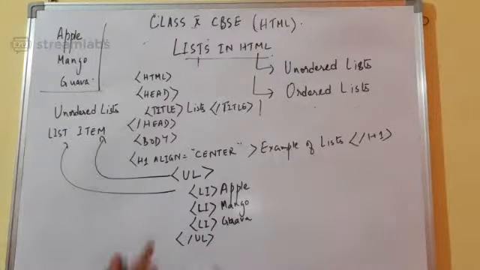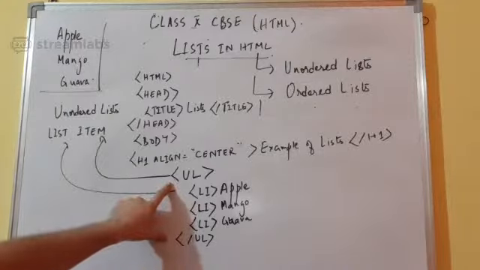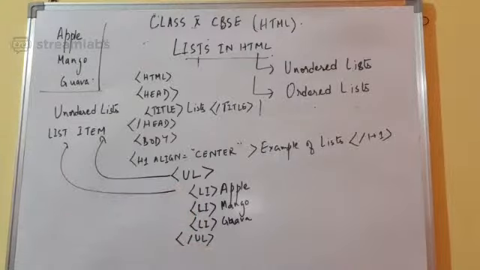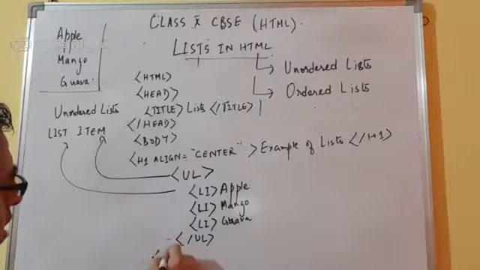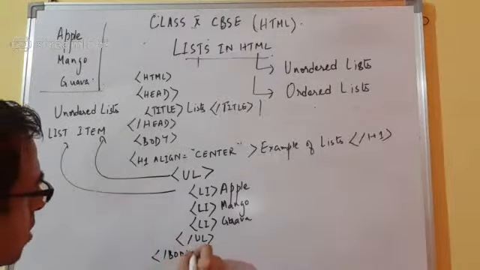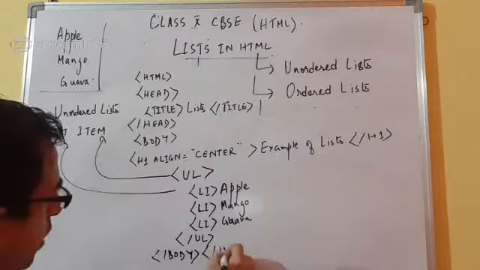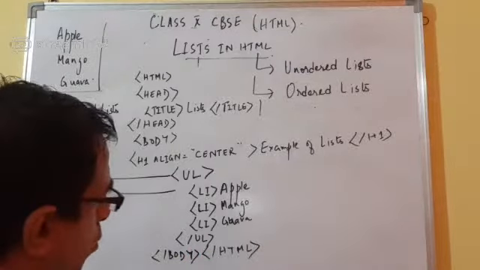The UL tag stands for unordered list, and it's a pair tag. It always comes in pairs. That means the opening tag is there, and the closing tag is also there. Then you can close the body tag, followed by the HTML tag. So now, what will be the output of this?